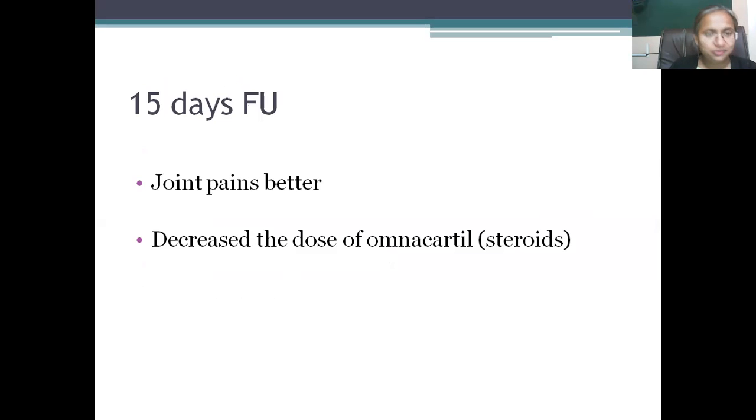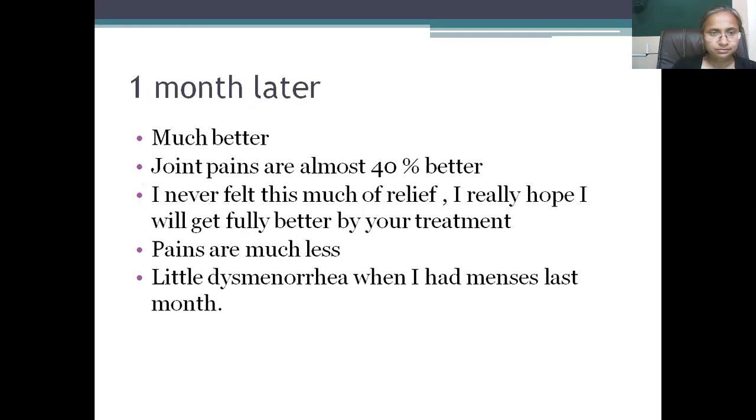And just after 15 days, she had an immense amount of relief. She was much better. Her joint pains were better, and she went to a rheumatologist, and he decreased the dose of omnacortil. Though the HCQ doses were the same, they reduced the dose of steroid, which was really a good follow up for me.